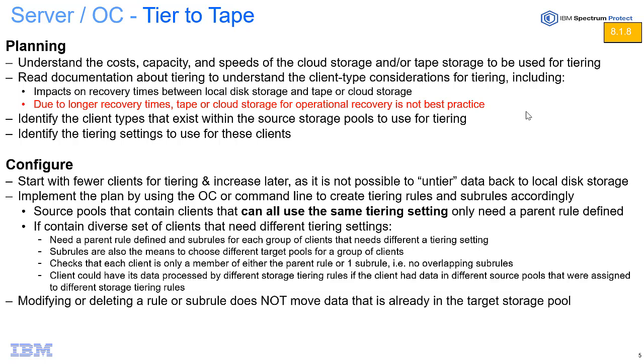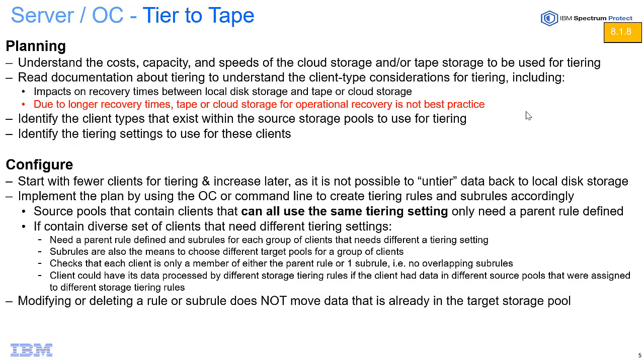Next, you'll want to identify the client types that exist within a source storage pool. Do you have virtual machines that are being protected? Do you have databases? Do you have different types of file system data being backed up? And once you've identified those client types, you'll want to set up the tiering rules for those clients that exist inside of that big storage pool. So you'll want to have your parent rule and then the subrules underneath that.